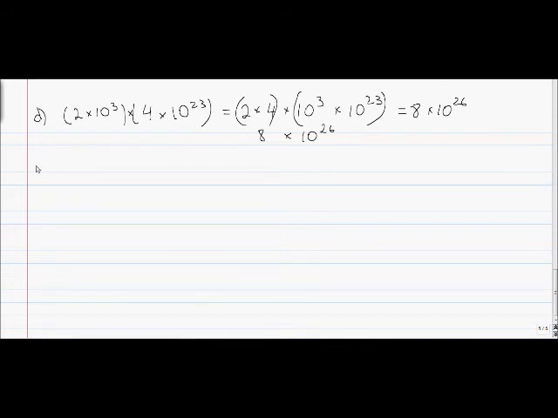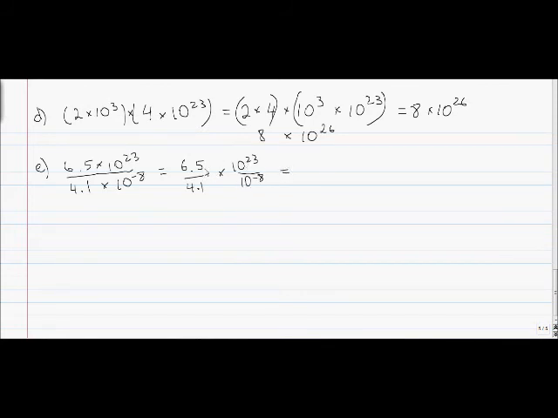Next problem. 6.5 times 10 to the 23rd divided by 4.1 times 10 to the negative 8. So in this case, we should divide these numbers and then work on the exponential notation. So 6.5 divided by 4.1, times 10 to the 23rd divided by 10 to the negative 8.